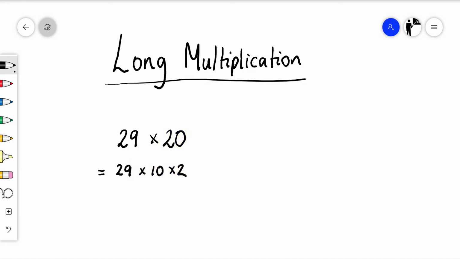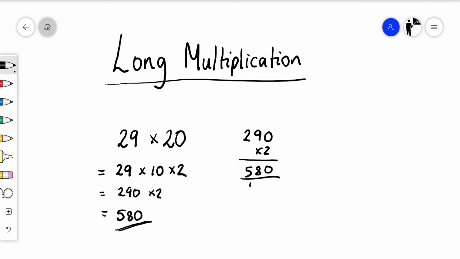So what I can now do is this in little steps, because I'm going to do 29 times 10, which is 290, and I need to multiply that by 2. And that's something I'll do at the side. 290 multiplied by 2. 2 nothings are nothing, 2 nines are 18, carry the 1, 2 twos are 4 plus the 1 is 5. My final answer is 580.